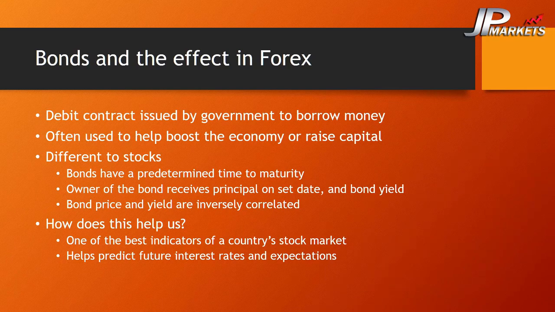Well, bonds have a set predetermined time to maturity. The owner of the government bond will get paid back the original borrowed amount as the principal on a set date. When a bond gets purchased, the investor also gets paid at an agreed rate of return at certain time intervals, which is called the bond yield. The payment which is received from investors is called coupon payments.